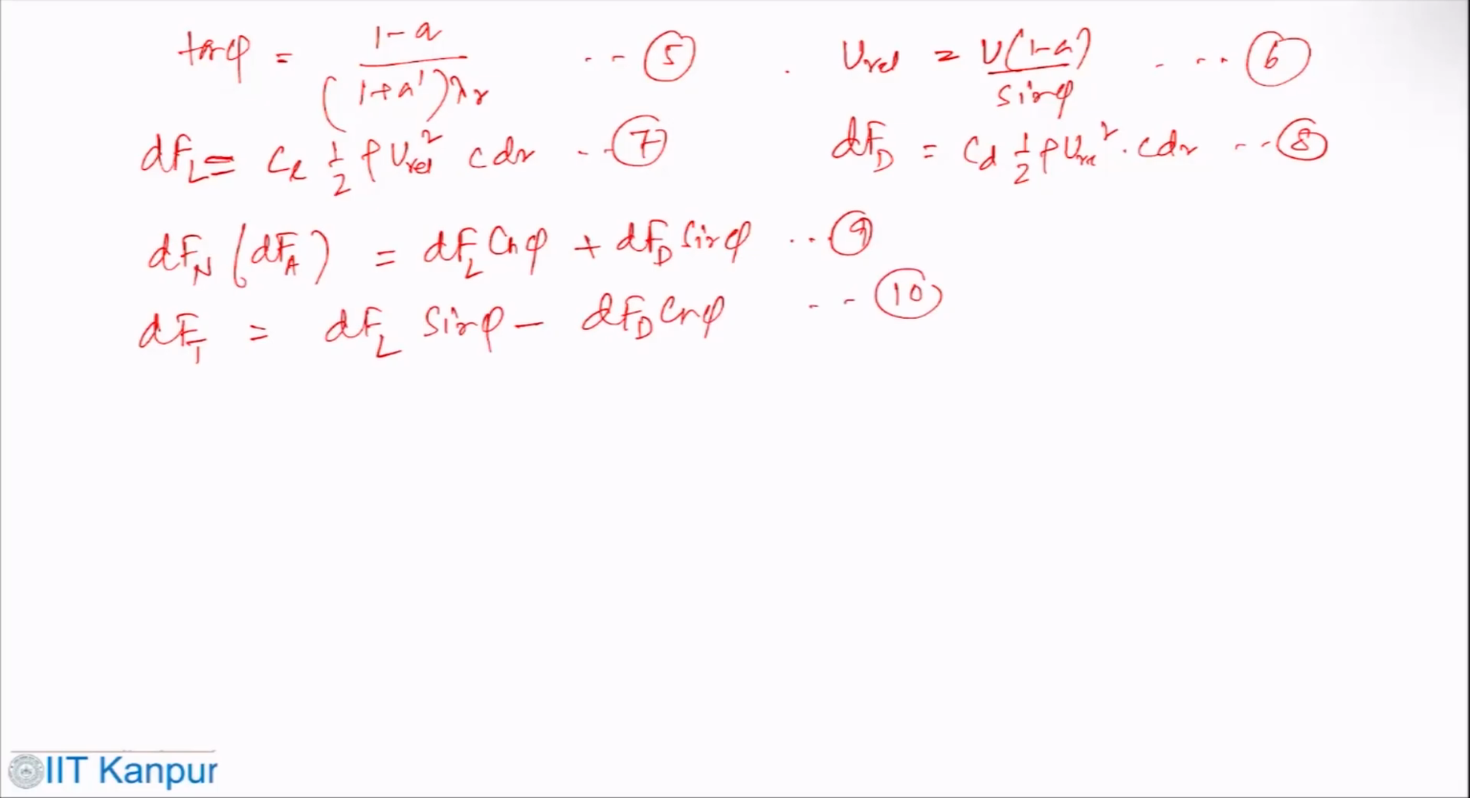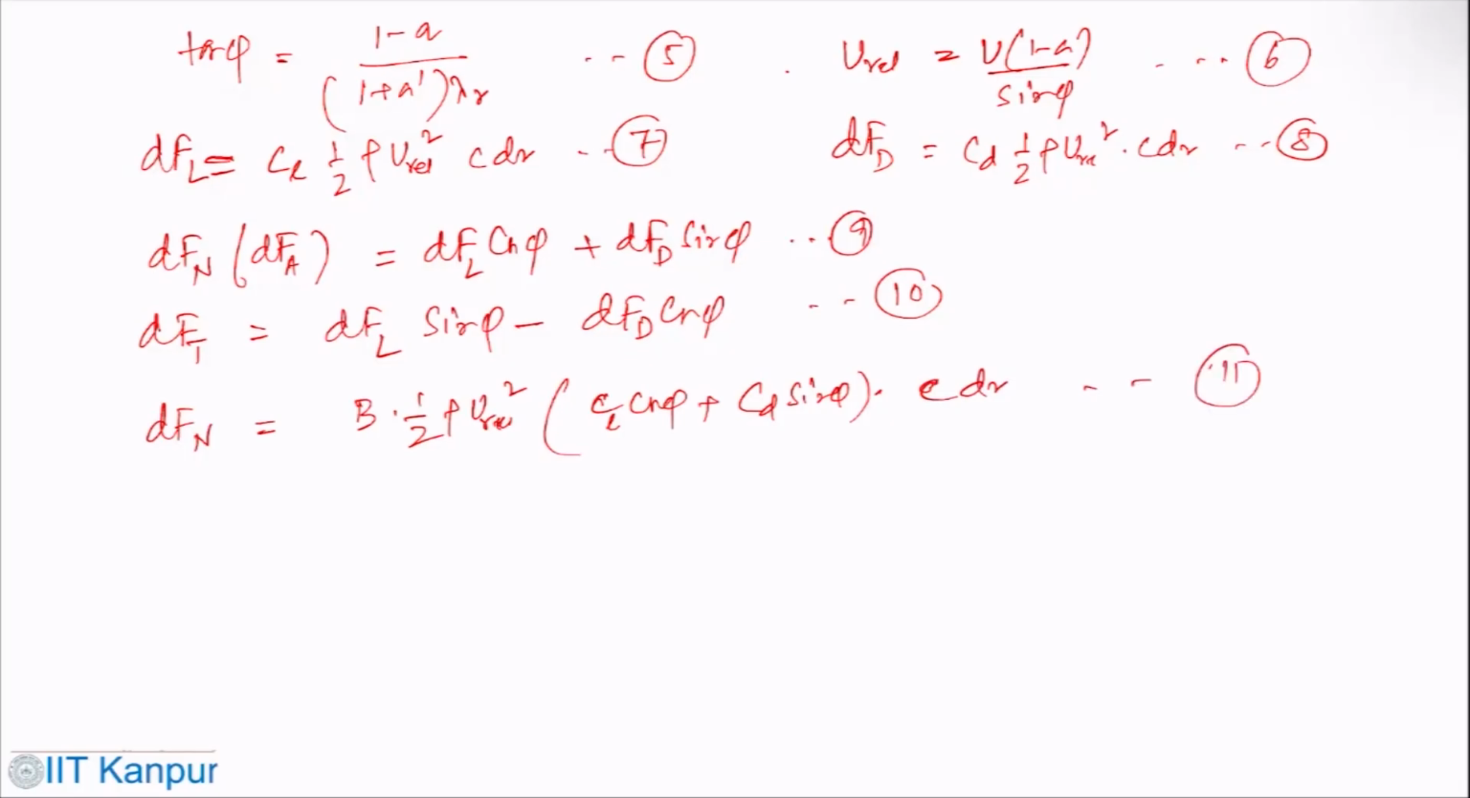So if the rotor blade has B number of blades, the total normal force on the section at a distance r is dF_N equals B into half rho U relative square, into C_L cos phi plus C_D sin phi, into c dr. So we are recalling those equations.